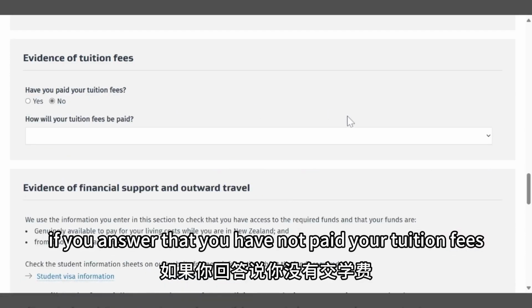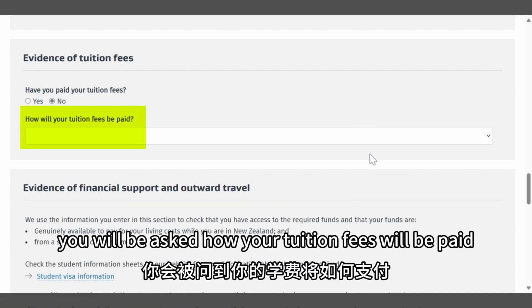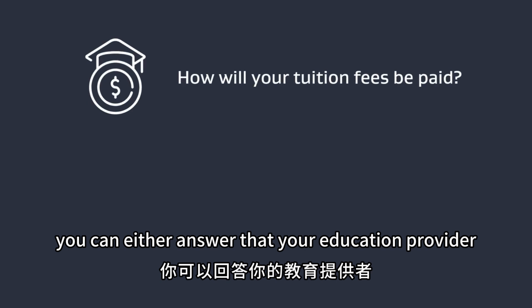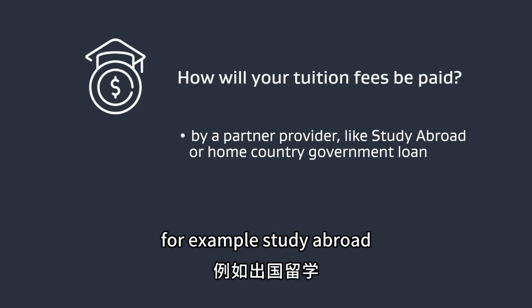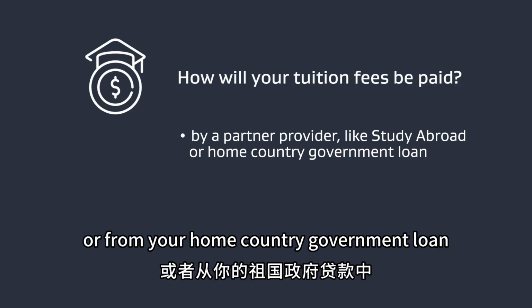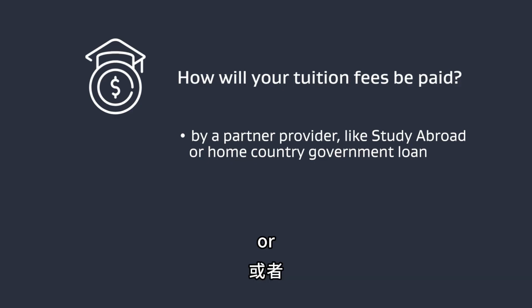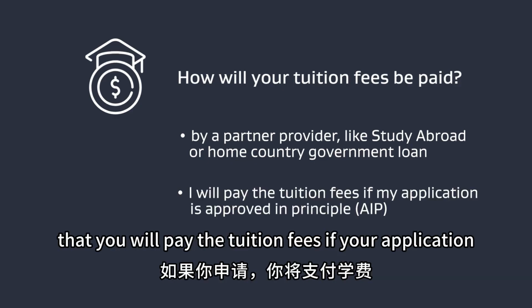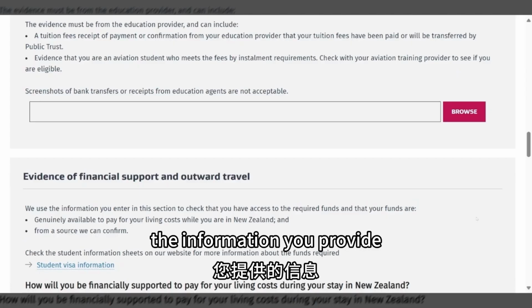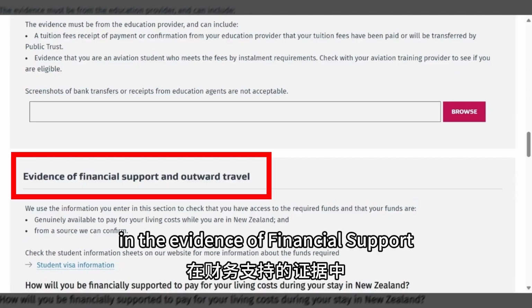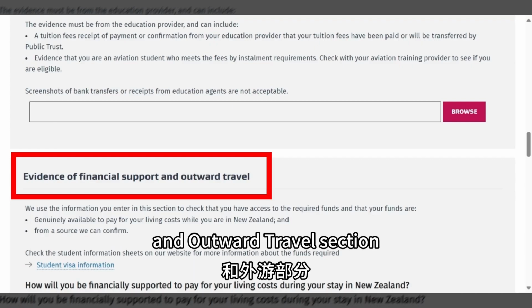If you answer that you have not paid your tuition fees, you will be asked how your tuition fees will be paid. You can either answer that your education provider will receive the fees from a partner provider, for example, study abroad, or from your home country government loan, or that you will pay the tuition fees if your application is approved in principle.